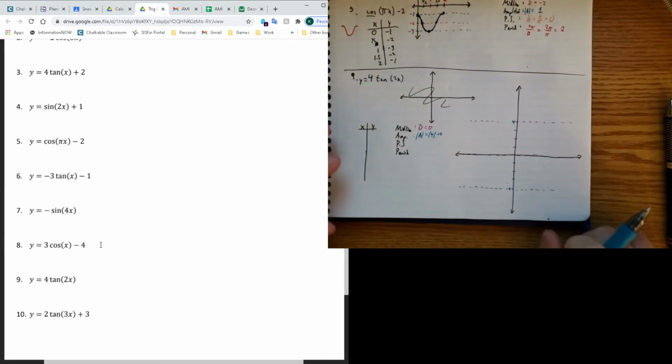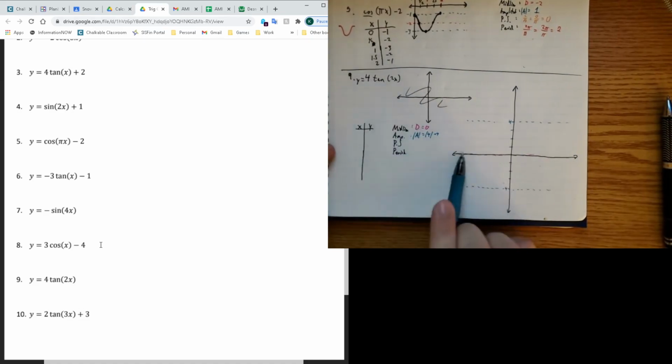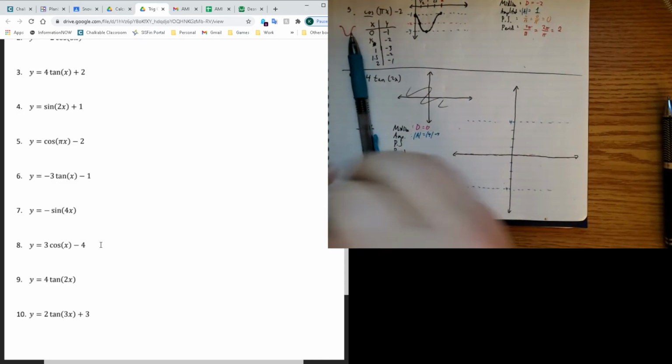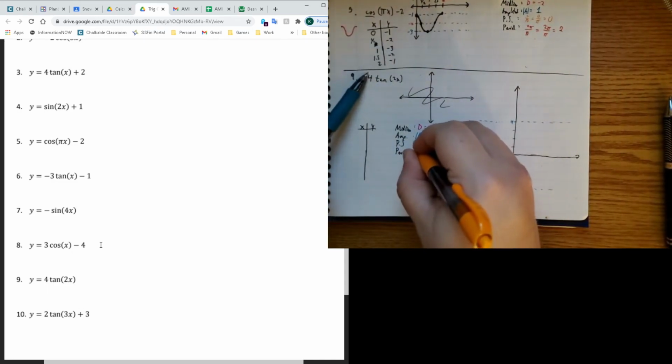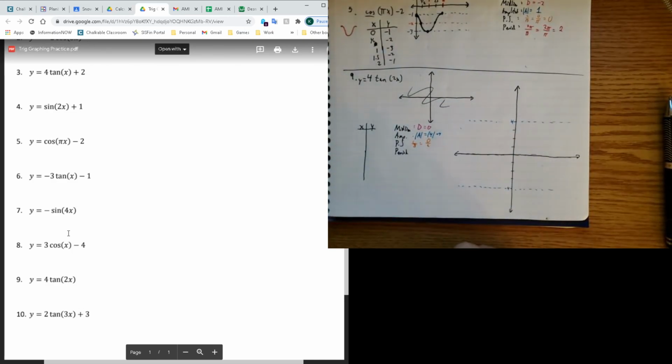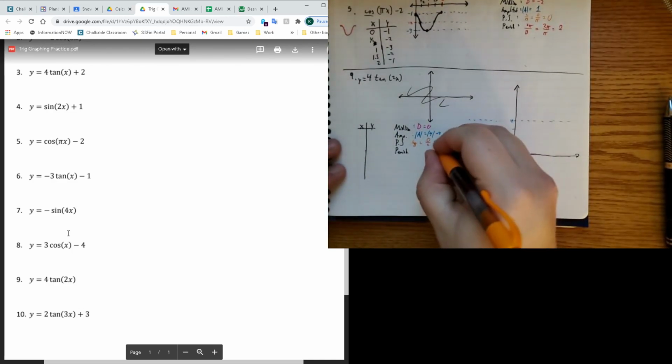Okay, looks pretty. So I've got my midline at 0, my amplitude at 4 above and 4 below. Let's talk phase shift. C over B. So C over B, in this case, that'd be 0 over 2, which is of course 0.